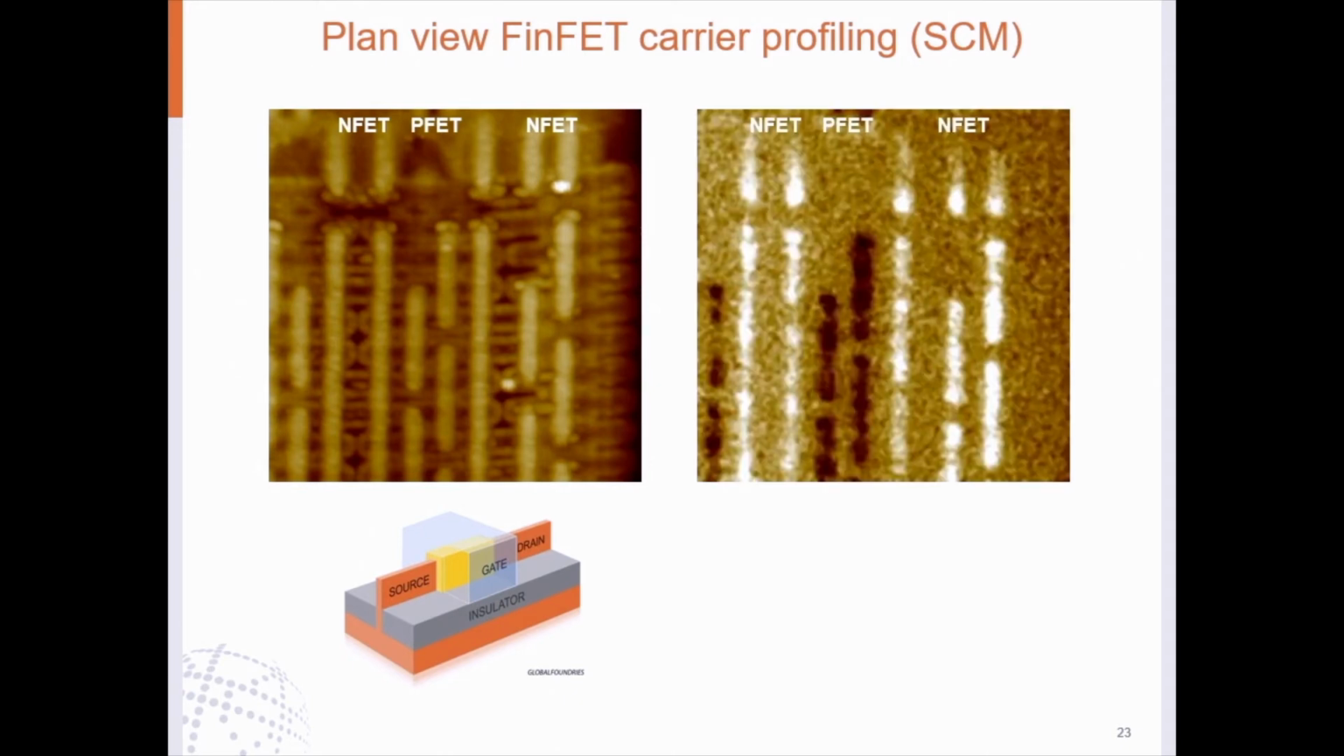And this is just to revisit our 3D representation. This is a carrier profile of that same area, and this image is very encouraging. This was one of the first images that we got looking at plan view fins, and very clearly we're seeing our p-type and n-type regions.